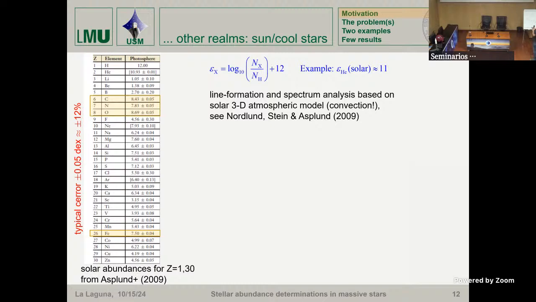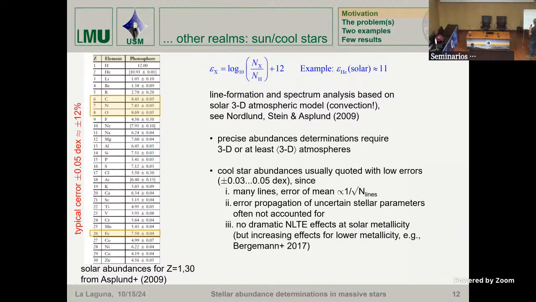And this has only been possible after it became possible to calculate the atmospheres in 3 dimensions to account for convection. This is a famous work by Nordlund, Stein, Asplund, and then a lot of other people who are able to do this. And when you include these kinds of 3D atmospheres, then you can really find these very low uncertainties. Even more, since for cool stars you have many lines, and then the error of the mean is decreasing with the line number.